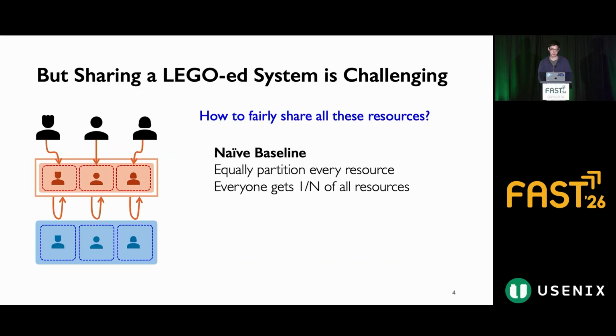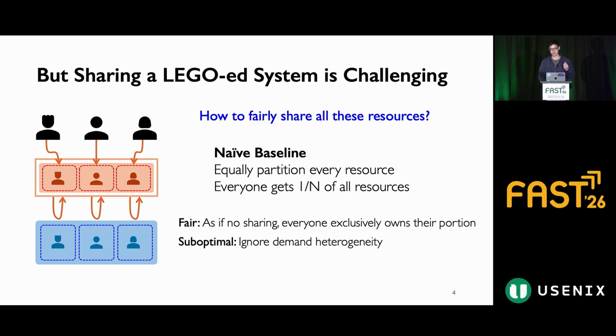So the naive approach is we simply partition every resource equally among tenants, such that everyone gets exactly 1/n of all resources. This is by definition fair, because it's as if there's no sharing happening and everyone exclusively owns their own portion. But it also misses many opportunities and is surely suboptimal because it can ignore the demand heterogeneity among tenants. Some tenants may demand more read units, some may demand more bandwidth. So can we do better?